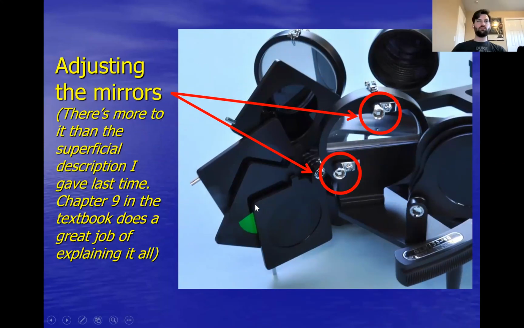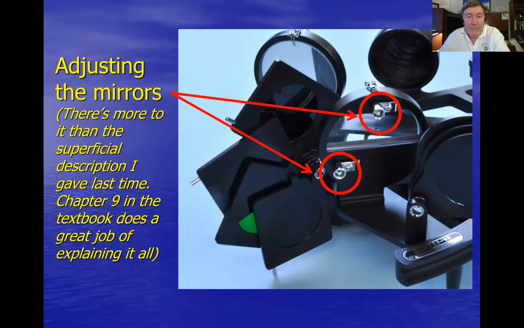One thing that I do need to tell you is that last time when I talked about how to adjust the mirror to get rid of any index error that you might have, I kind of oversimplified things a little bit. I don't want to take the time to go into all the gruesome detail, but you do in fact have two screws, not just one. And if you really want to do it right, you want to use both screws.